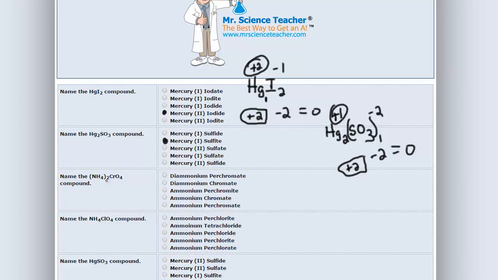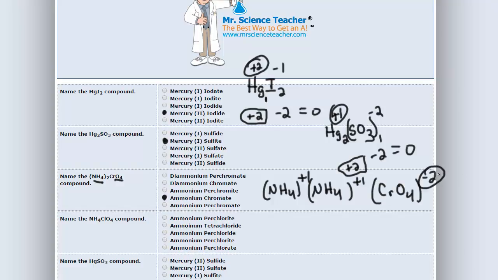Name the (NH4)2CrO4 compound. Well, NH4 is ammonium and CrO4 is chromate. Ammonium chromate. Ammonium, NH4, that's a +1 charge. We have 2 of them, NH4. 2 of those. So if you forgot what the charge of chromate was, you know it has to be a -2 because we have to get to 0.